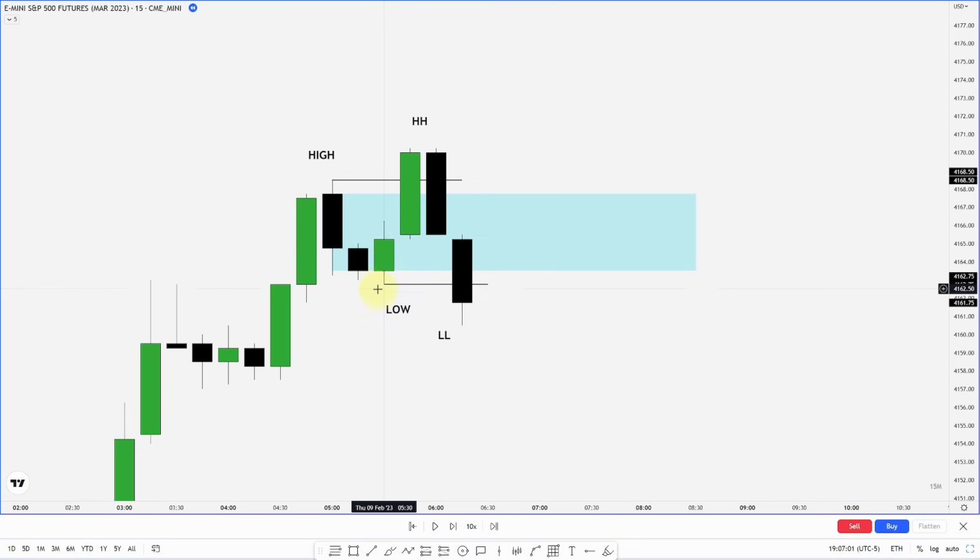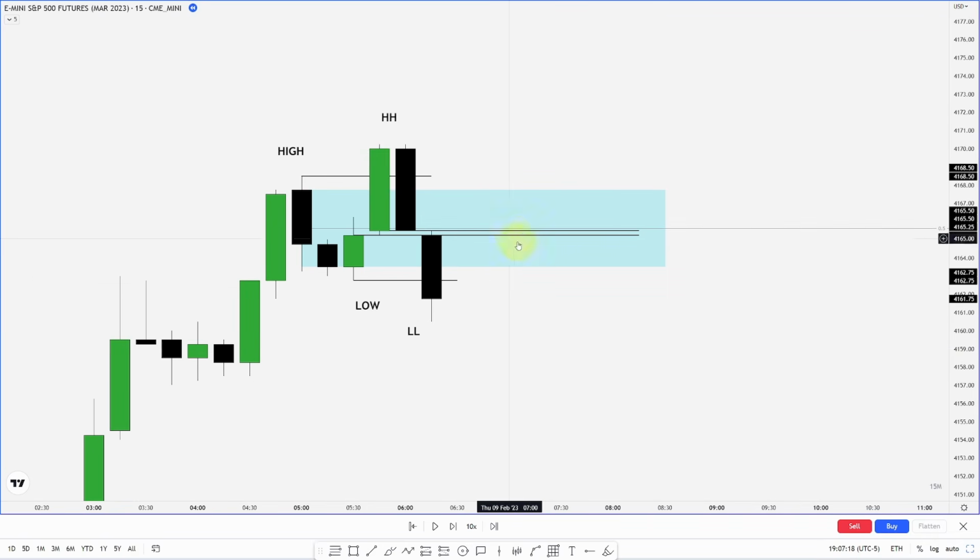And what else can we look for? Well, we have a little volume imbalance here, which we can mark out. What else can we mark out? The mean threshold of this. So I go from body to body. So I would expect a reaction in this area.